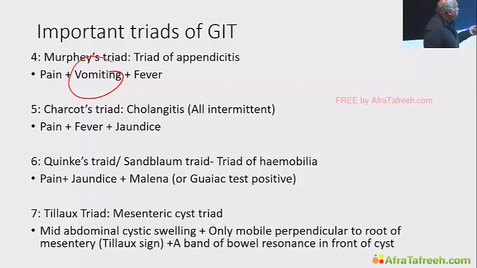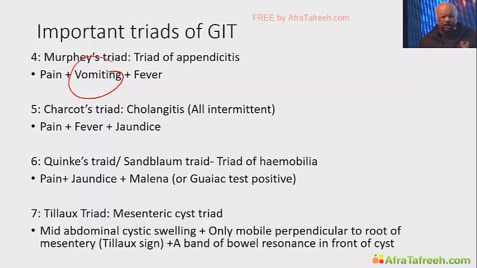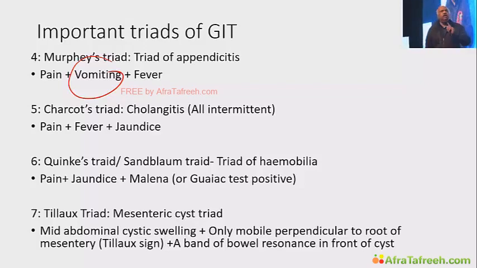Quincke's triad. Quincke's triad is hemobilia. What is the most common cause of hemobilia? Can you tell me? No, not gallstone. How does gallstone cause hemobilia? Not ERCP. Okay, that's not it. It should come from the liver. What is hemobilia? Blood in bile. And what is bilhemia? Bile in blood. Blood in bile is hemobilia. Bilhemia is bile in blood.